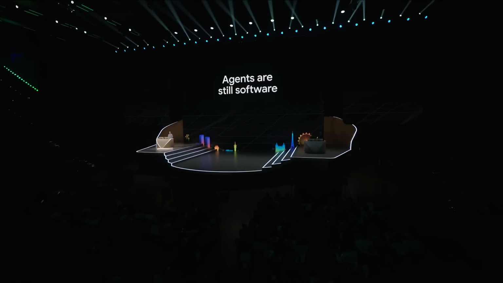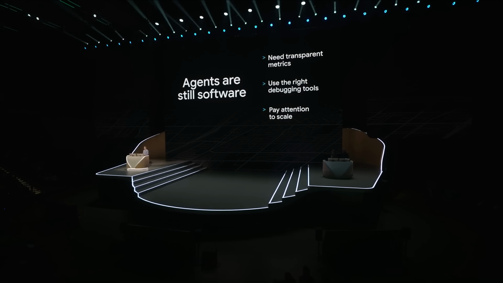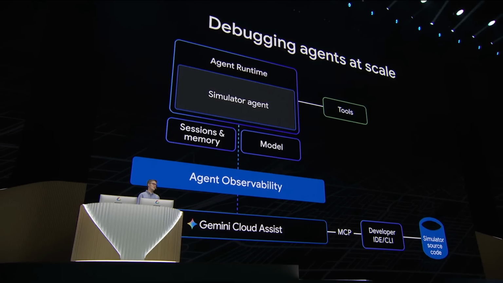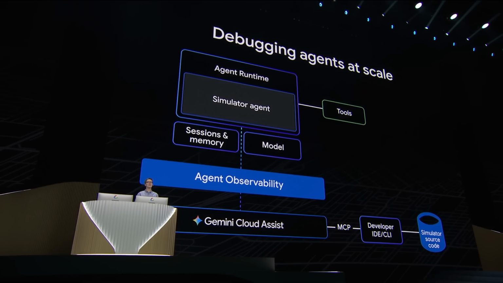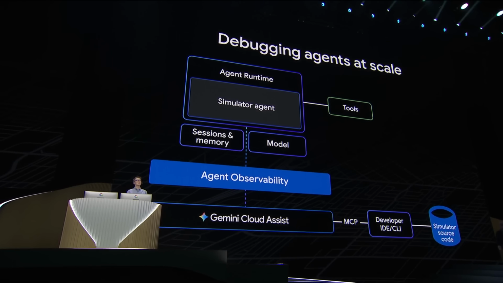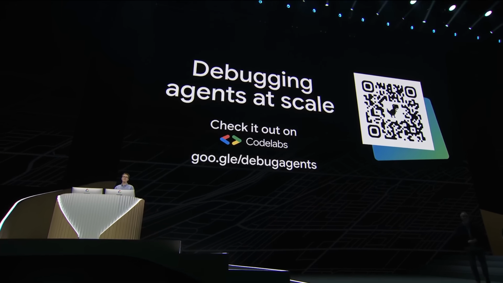You know, this whole debugging experience shows that agents like the simulator are still just software. Operating them safely requires transparent metrics, the right debugging tools, and careful attention to scale. And not just infrastructure scale, but things like token scale. Google Cloud uniquely provides a full observability suite for your agents. Cloud Assist and your coding agent don't just identify issues in these systems. They proactively fix the problems that they find. So with the right tools in our belt, operating agents gets a lot easier. Thank you.